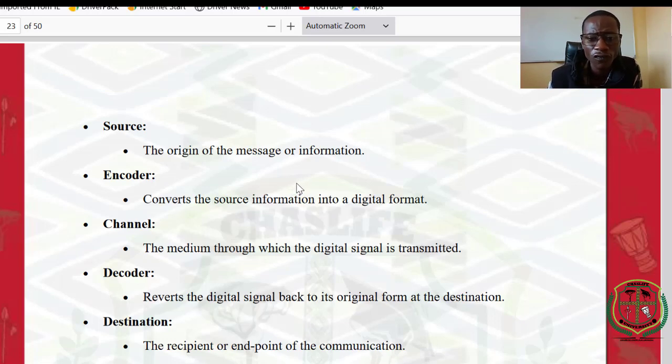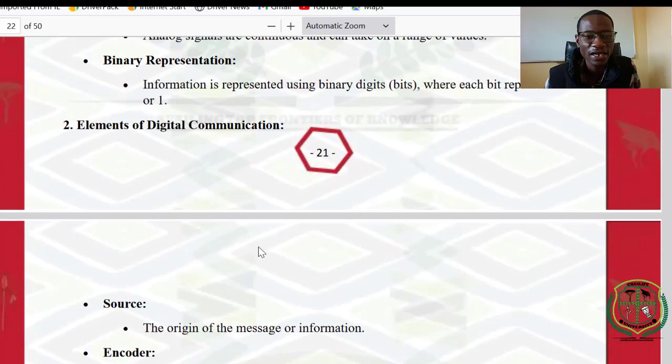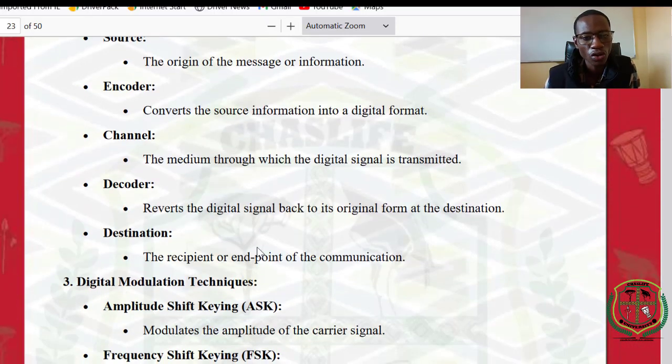Once it has been converted into a digital format, the channel will then come in, because the channel is the medium through which the digital signal is transmitted. So this channel will transmit that information, and these three work hand in hand to achieve a goal. Then we have the other element, which is the decoder. The decoder reverts the digital signals back to their original format at the destination.